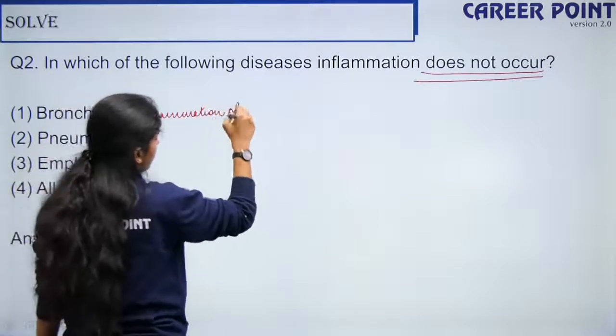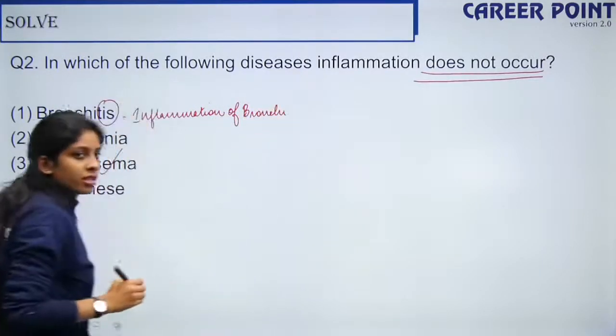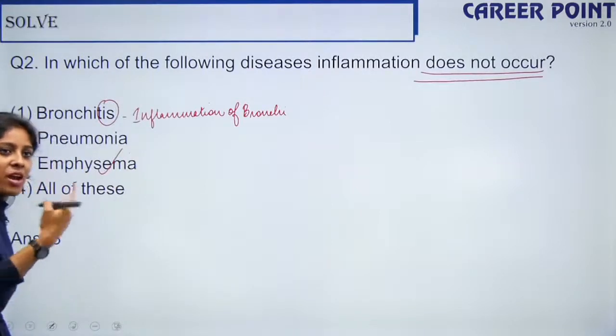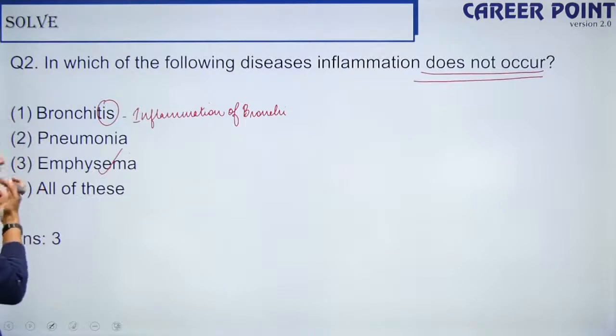So this is the inflammation of the bronchi. So what is emphysema and what is pneumonia? What is the difference between the two? Yes, Nishra. What happens in pneumonia? Pneumonia is a lung infection, right? But where exactly does the infection happen?